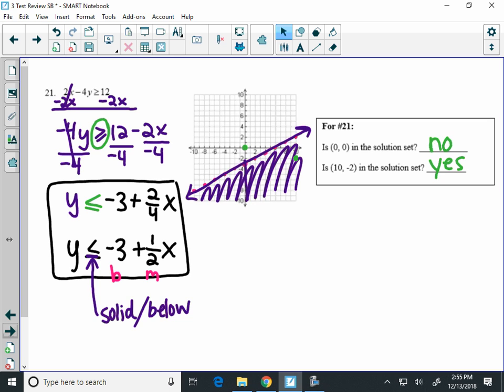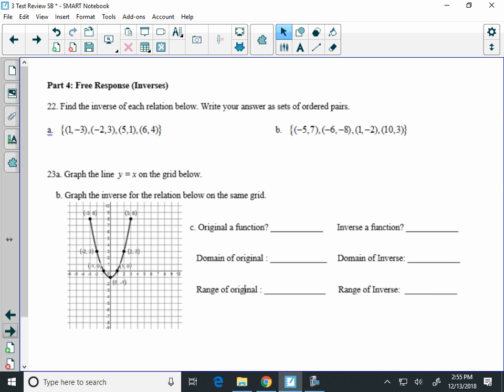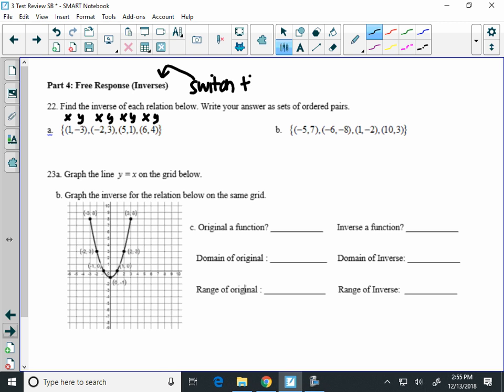Now we're going to skip right to 23, the next problem, 22 and 23, because these both talk about inverses. They're just set up a little differently than what we did in our notes. So let's do 22a. You have a set of ordered pairs, and remember that ordered pairs are x's and y's. So each of these ordered pairs is a set of x's and y's. And when you are working with inverses, the main thing that happens is that you have to switch the x's and the y's.